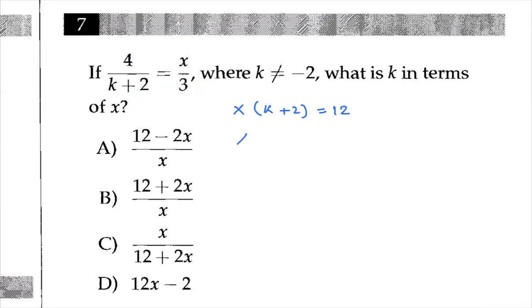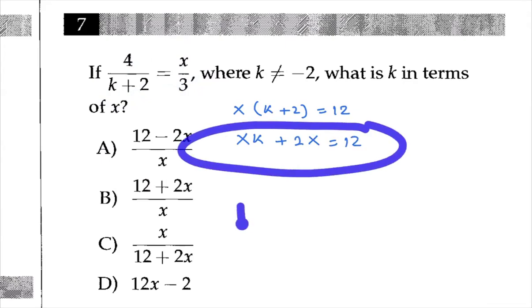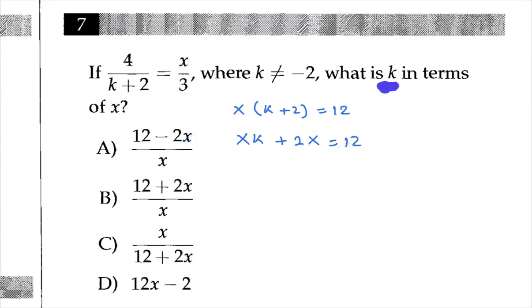Now let's expand x by (k plus 2). X times k is xk, and x times 2 is 2x. All of this equals 12. How many terms, guys, do we have in this equation? We have 1, 2, 3 terms. And since we need to get the value of k, ask yourself, in how many terms do we have k? We have k only in one term, which is this one. So isolate this term on one side and shift everything to the other side. So let's shift 2x to this side. So xk equals 12 minus 2x.